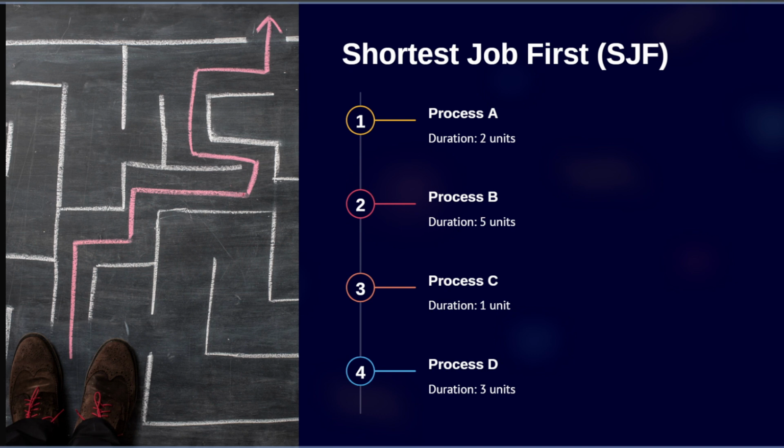Today I will be talking about shortest job first. Shortest job first, SJF, can be considered a special case of priority scheduling, where the priority of each process is determined by its burst time. In SJF, the shorter the burst time, the higher the priority. There are four processes. Process A, duration 2 units. Process B, duration 5 units. Process C, duration 1 unit. And process D, duration 3 units.